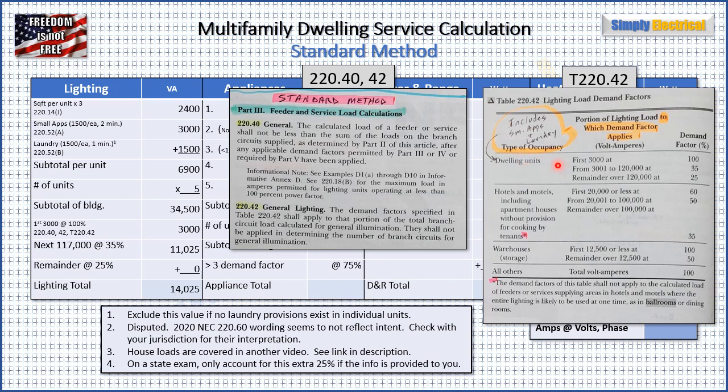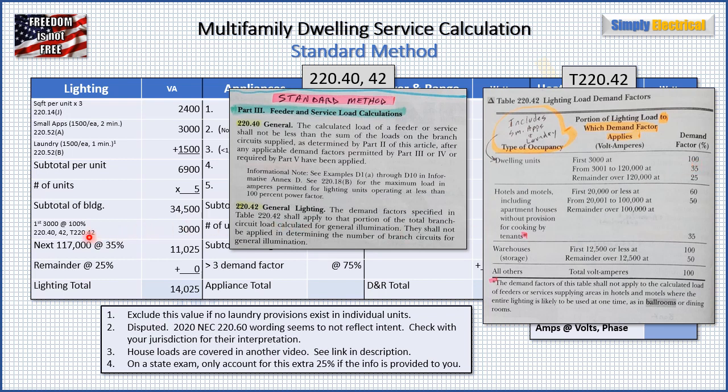And just a note here, this lighting load includes the small appliances and laundry. We talked about that in the last slide. There was a sentence at the end of each of those sections, and it says these loads are permitted to be included in your general lighting, and the demand factors can be applied to them. So I just wrote a little note here in my code book to remind me of that. Okay, so dwelling units, we see that the first 3,000 volt amperes are taken at 100%.